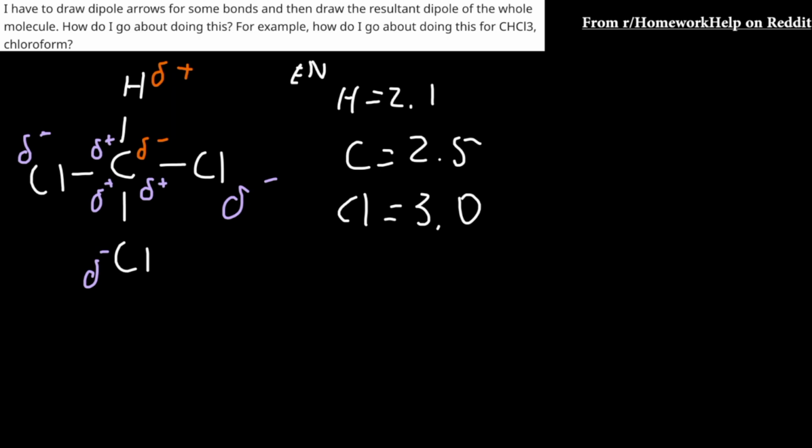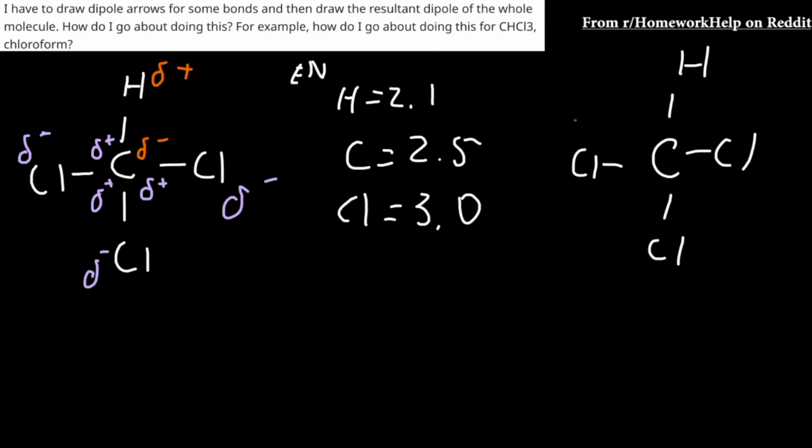Another way that you can do this looks something like this. First we're going to have to redraw everything again. So we have carbon, hydrogen, chlorine, chlorine, chlorine. And another way you can draw this is something that looks like this.